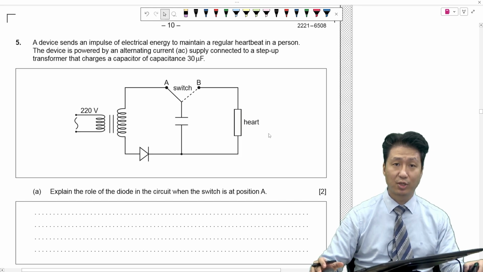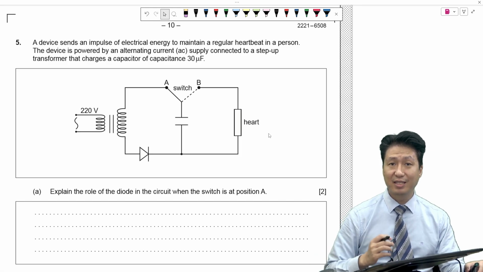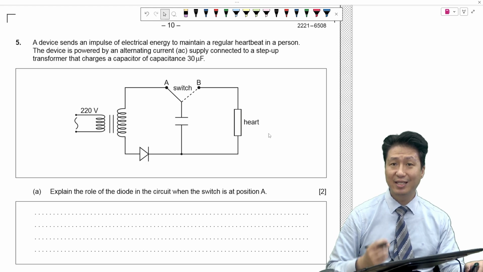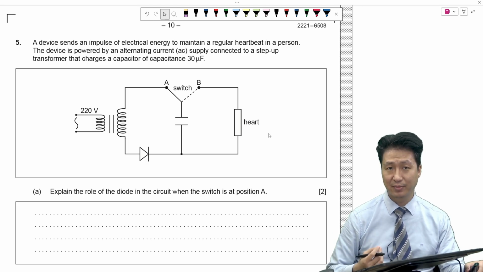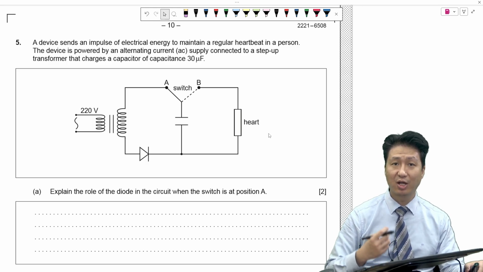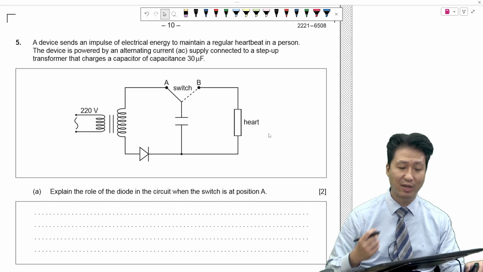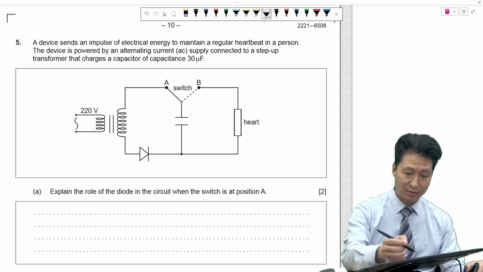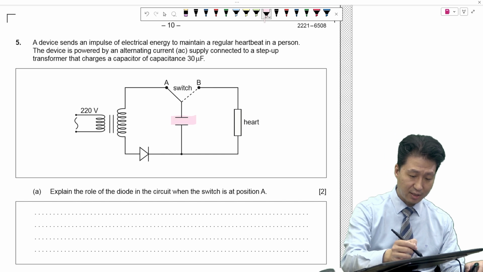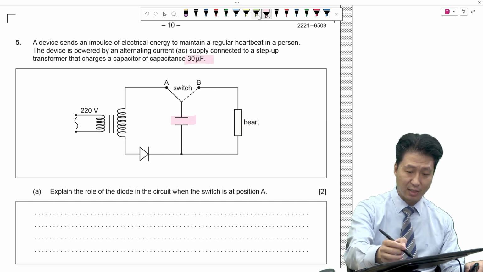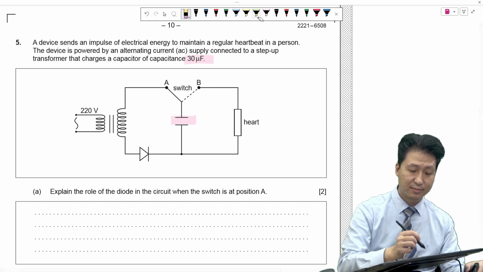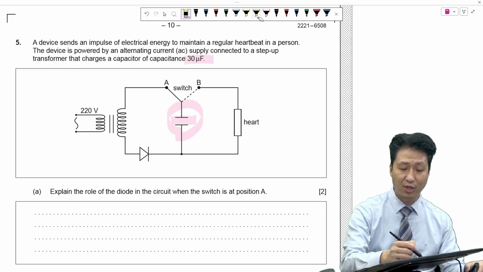In this next question, question number 5, a device sends an impulse of electrical energy to maintain a regular heartbeat in a person. The device is powered by an alternating current connected to a step-up transformer that charges a capacitor of capacitance 30 microfarads. So this is a capacitor. It's connected to the transformer, and this transformer, of course, charges the capacitor.